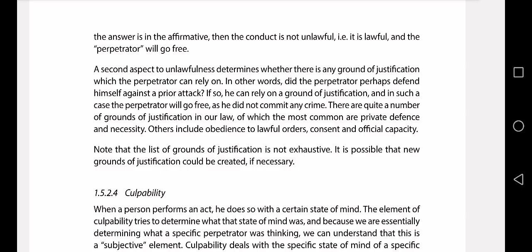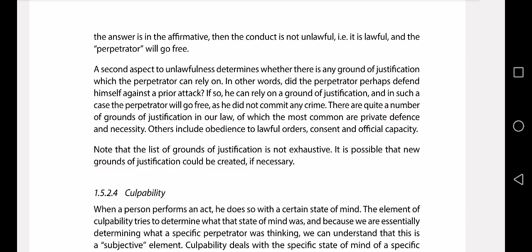A second aspect to unlawfulness determines whether there is any ground of justification which the perpetrator can rely on. In other words, did the perpetrator perhaps defend himself against a prior attack? If so, he can rely on a ground of justification, and in such a case the perpetrator will go free and he did not commit any crime.